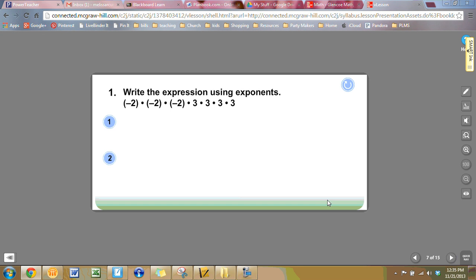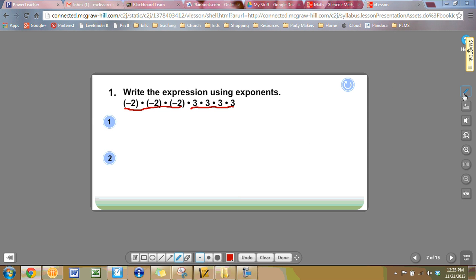So our first example says to write the expression using exponents. Well, exponents mean that little bitty number at the top. So first thing we want to do is identify what our base is going to be. Now, in this case, I have two different bases. I have some -2's here, and then I also have some 3's. Now, that means I'm going to have two different bases in my answer. I'm going to have a -2, and I'm going to have a 3. Now, how many -2's are there? Well, there are 3 of them. And how many 3's are there? 1, 2, 3, 4. There are 4 of those.